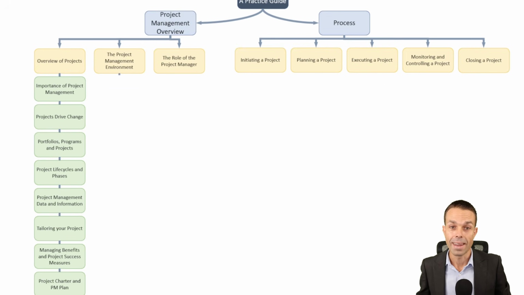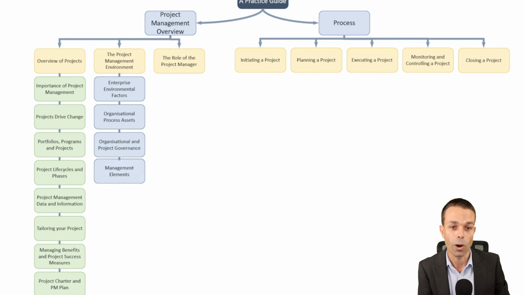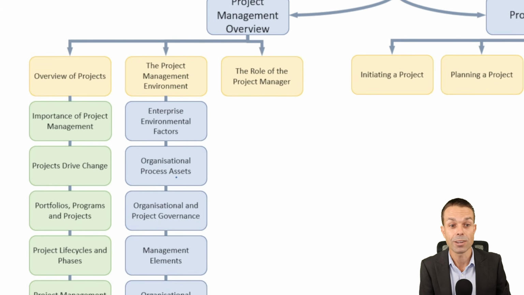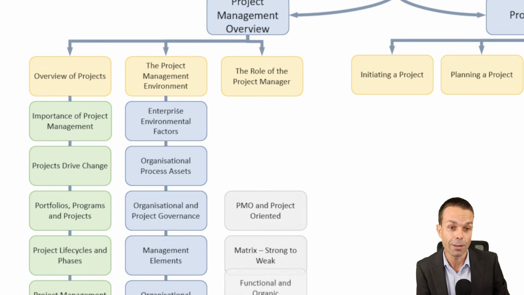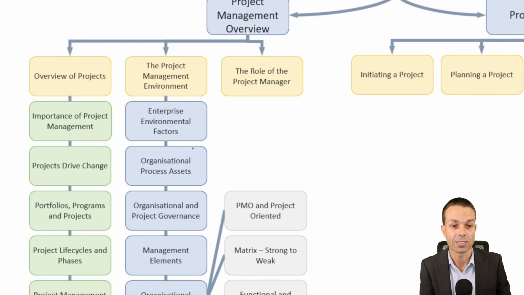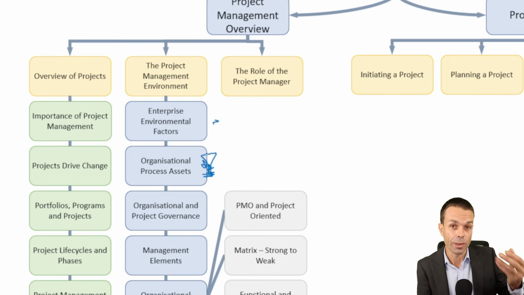Now, in the project management environment, there are two main things that you'll come across quite a lot, and that is the enterprise environmental factors, or EEFs, and organizational process assets, or OPAs. These are process assets that are within the organization, so processes, governance, templates, things like that.